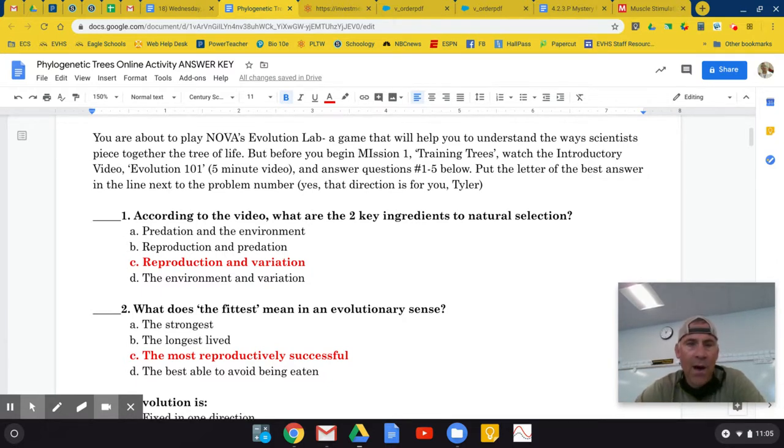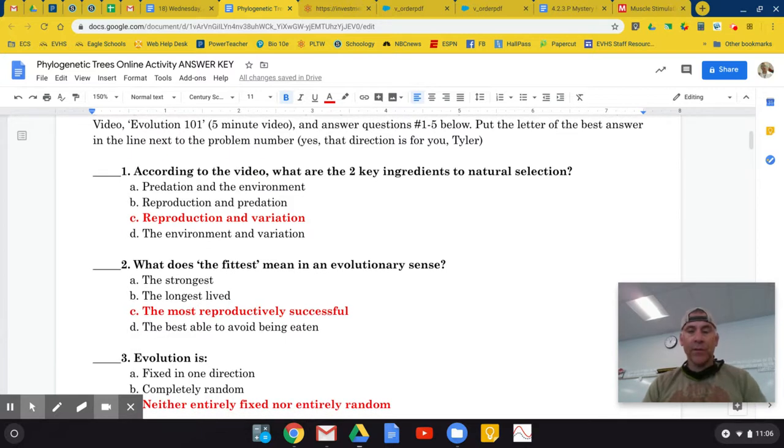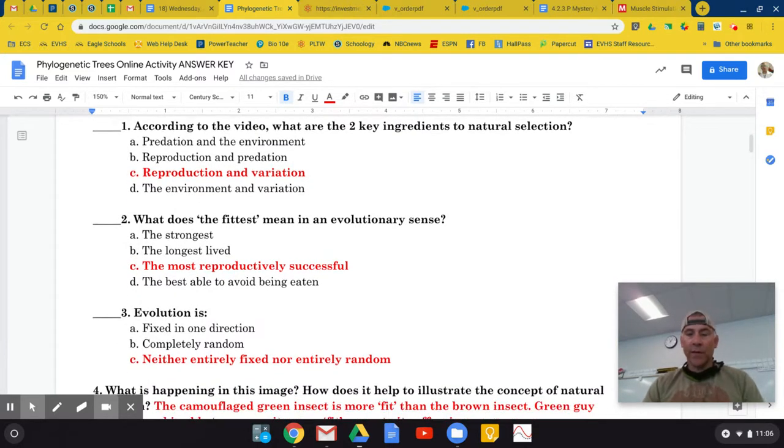So as we look down, according to the little intro video that you watched, the 2 key ingredients to natural selection, I wish if we would have done this in class, I probably would have started with a bell ringer of this just to see how well we could have done as a class without any research or watching a video. Your answer is that variation piece and then reproduction, being able to pass on those advantageous genes to the next generation. Number 2, the fittest means in an evolutionary sense the most reproductively successful, those that can pass on their genes.